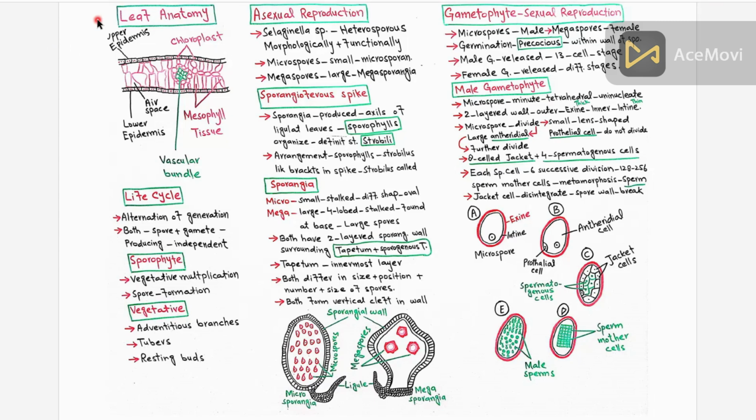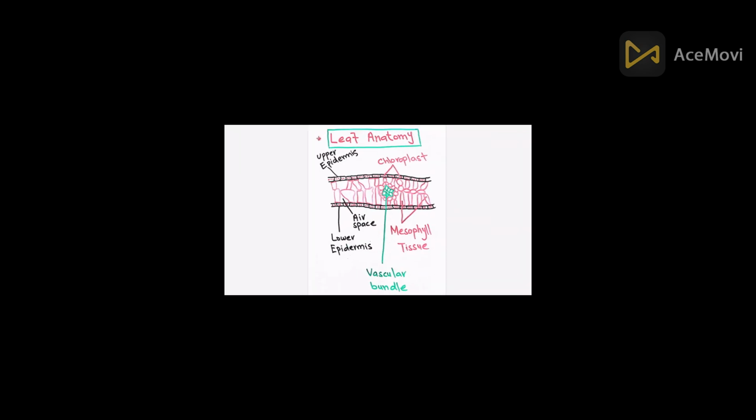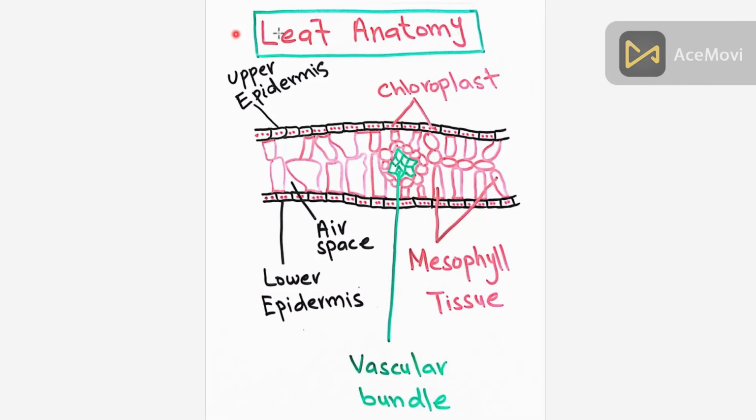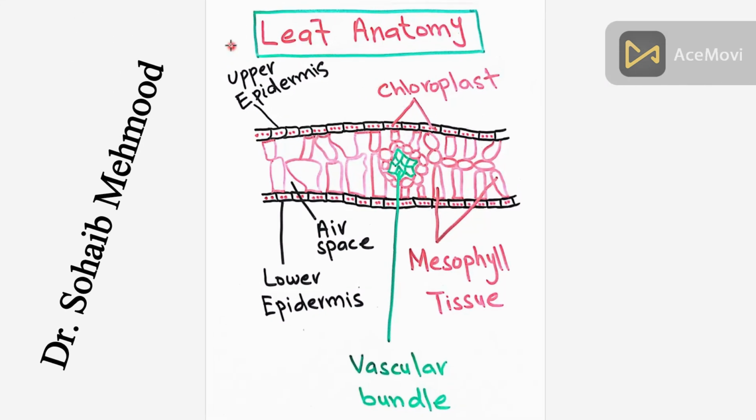Assalamu alaikum. Today we will discuss leaf anatomy in Selaginella, and the life cycle of Selaginella, which includes asexual reproduction and gametophyte or sexual reproduction. So let's start. This diagram is showing the leaf anatomy in Selaginella.